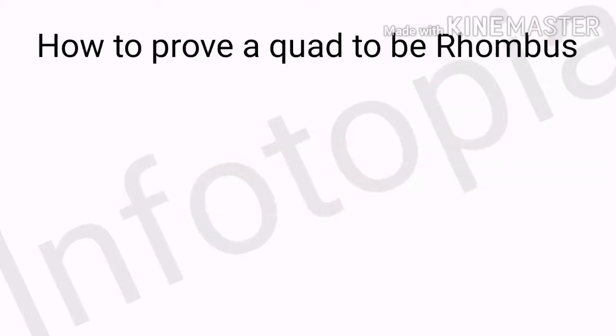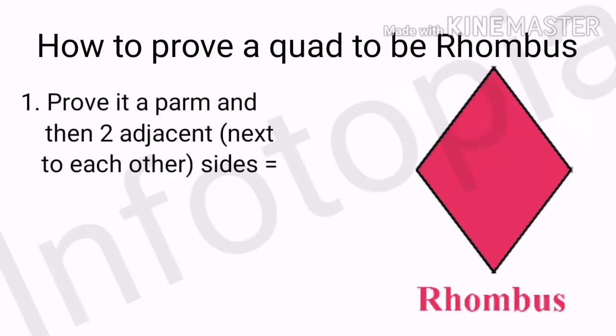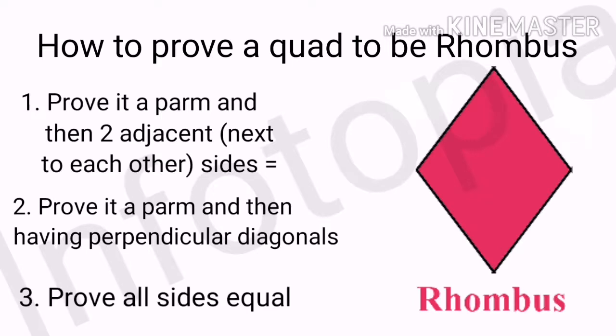There are three ways to prove a quadrilateral to be a rhombus. You can prove it a parallelogram and then two of its adjacent sides equal. You can prove it a parallelogram and then it having perpendicular diagonals, or prove all of its sides equal to each other.